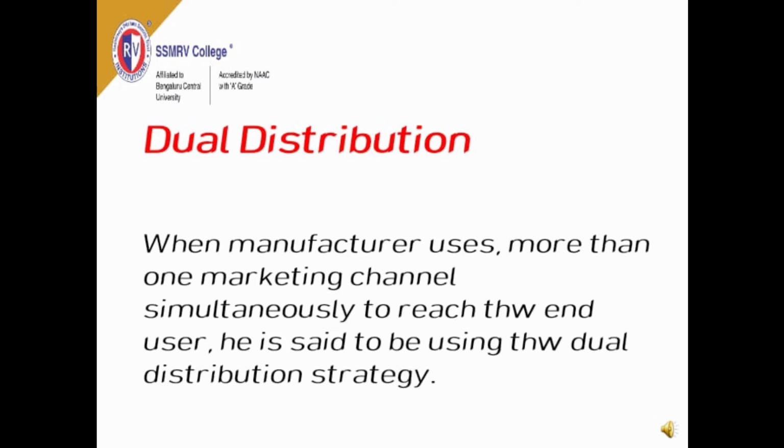Now, let us understand what is dual distribution. When a manufacturer uses more than one marketing channel simultaneously to reach the end user, it is said to be using the dual distribution strategy. Example to support this: a mobile manufacturer may open its own showroom to sell products directly, while at the same time use the internet and other retailers to attract more customers.